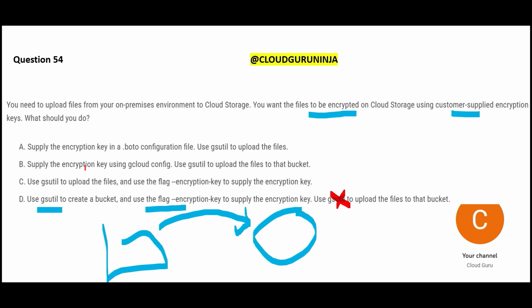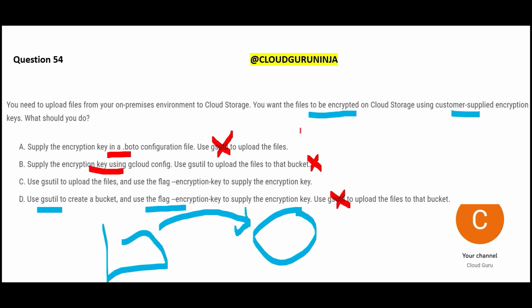Now option B, supply the encryption key using gcloud config. Now gcloud will work with the encryption key which is generated within GCP, cloud managed keys, but not customer managed keys. It will not help you. So option B is wrong because it does not work with customer managed keys. Now what about option A? You supply the encryption key in a Boto configuration file. See, you should not do this. It is a security threat because you are putting this in a Boto file which can be viewed with the naked eye, and then there are potential chances of a hack.